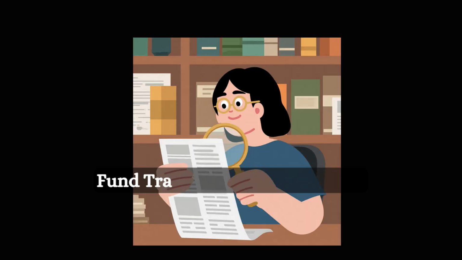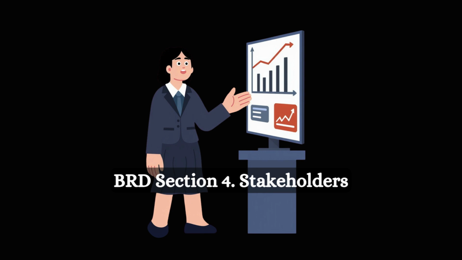BRD Section 3: Scope. Scope explains what is included and what is not included. Example, included: balance checking, fund transfer, and bill payment. Not included: loan processing.